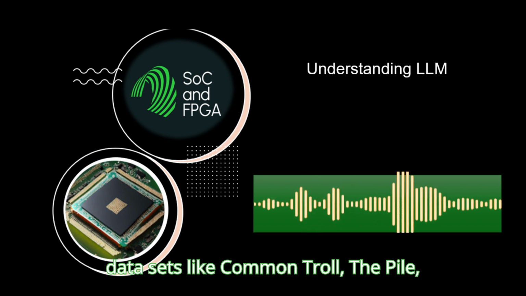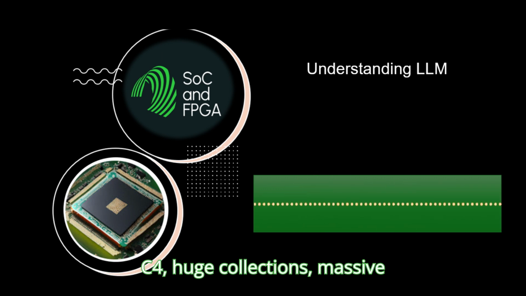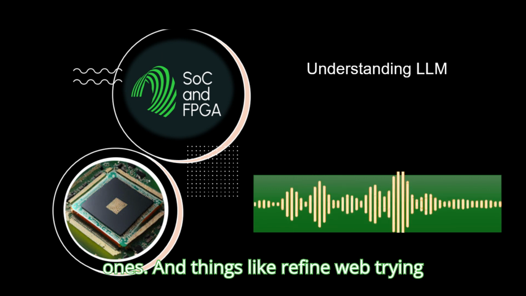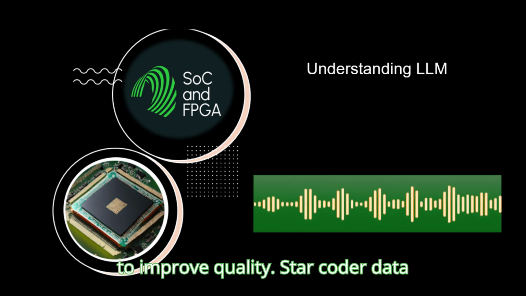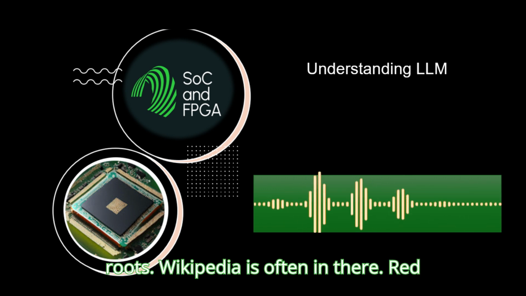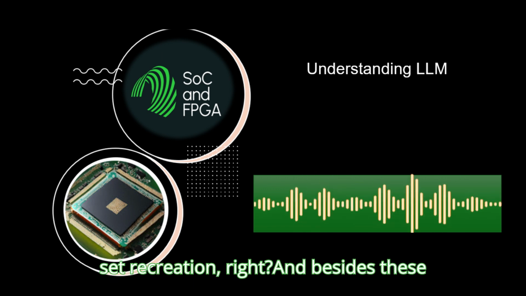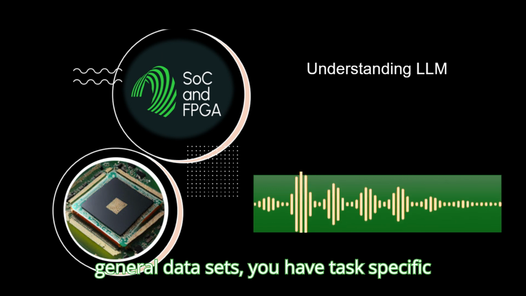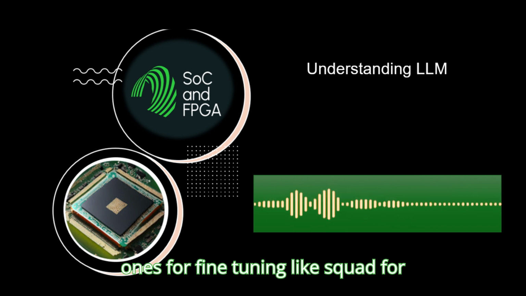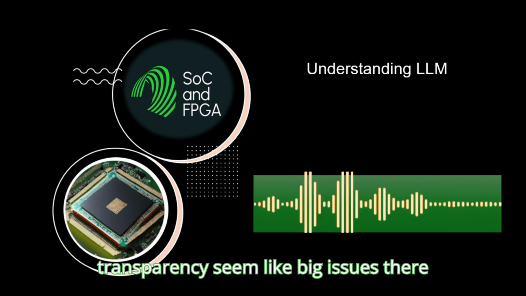We saw mentions of datasets like Megatron, the Pile, C4, huge collections. Massive ones. And things like RefinedWeb, trying to improve quality. StarCoder data specifically for code. BookCorpus, ROOTS. Wikipedia is often in there. RedPajama too, the open source Llama dataset recreation. Right. And besides these general datasets, you have task-specific ones for fine-tuning, like SQuAD for question answering. Yeah. Data quality and transparency seem like big issues there, too.